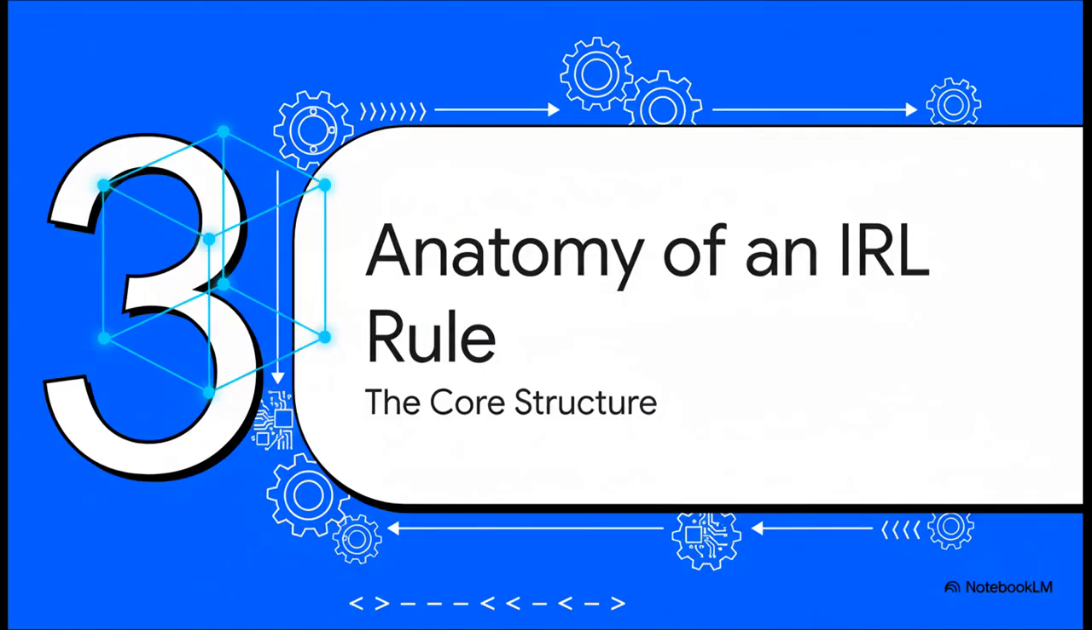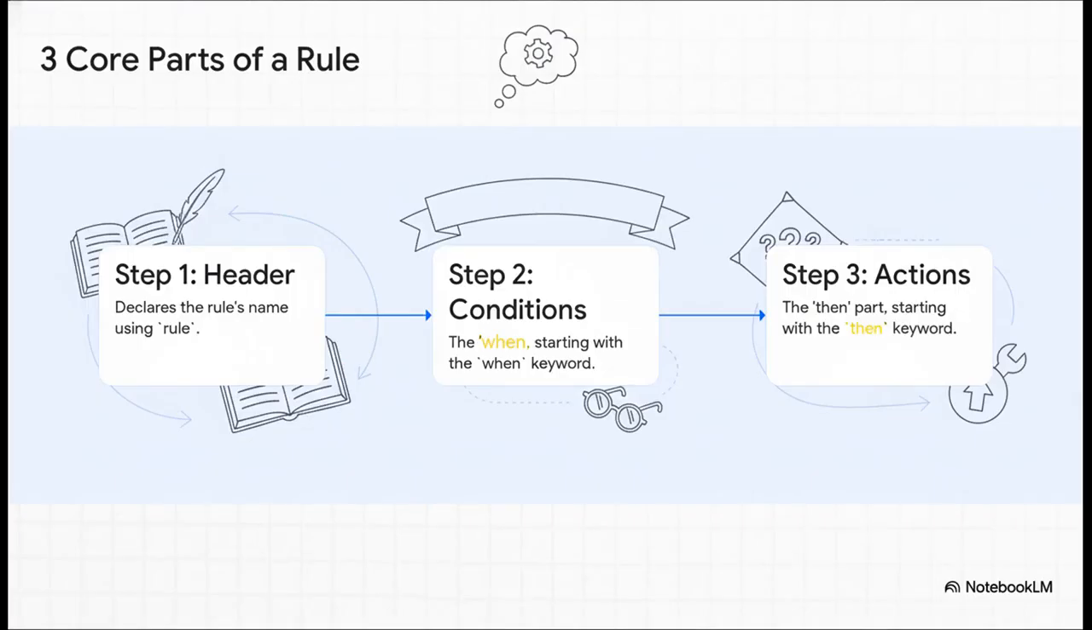We figured out how to read the grammar and how to name things. So now it's time for the main event, understanding the core structure of an IRL rule itself. This is the part you'll be working with day in and day out. Every single IRL rule has three main parts. It always starts with the header, which just gives the rule a name. Then you get the when block. This is the if part of your logic, where you define all the conditions. And finally, the then block spells out the actions to take when those conditions are met. This simple when-then structure, that's the real heart of IRL.